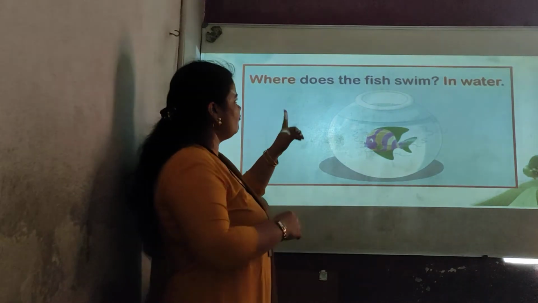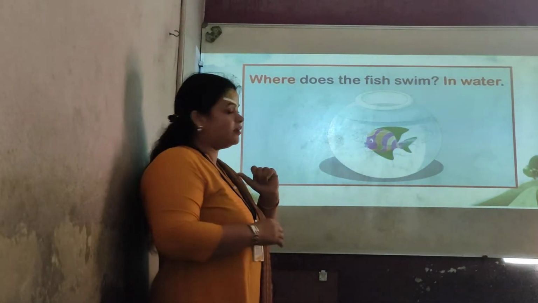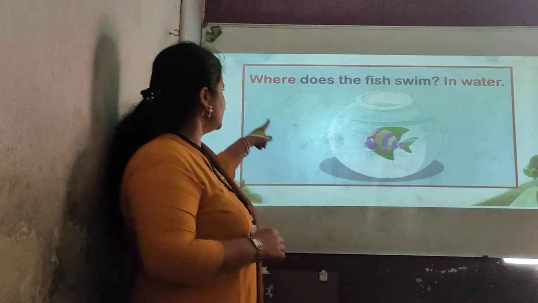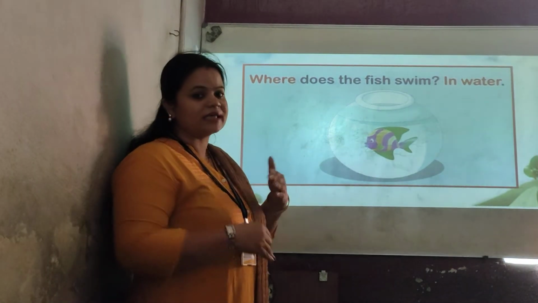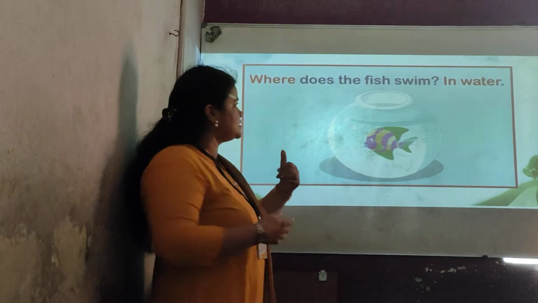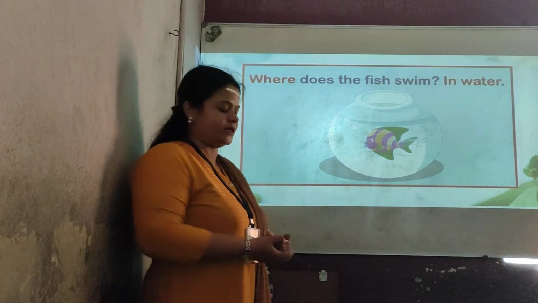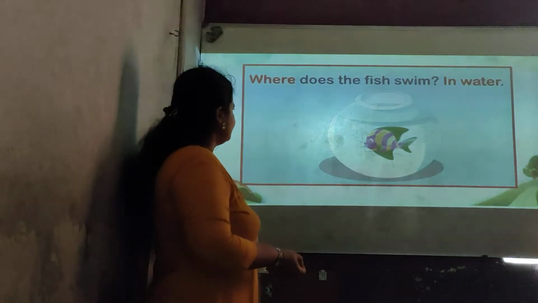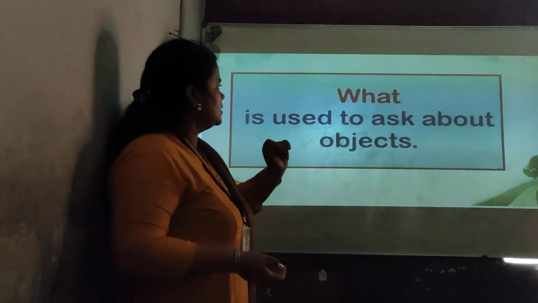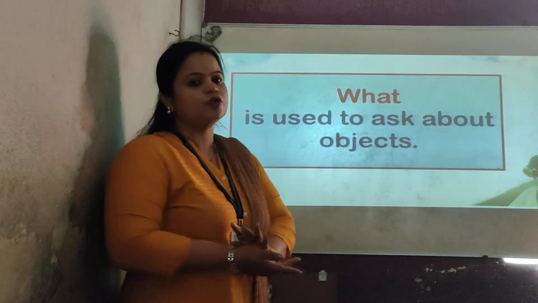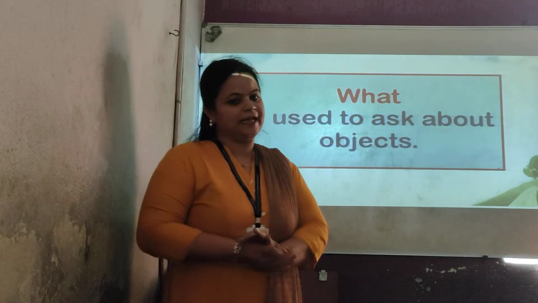Where does the fish swim? Can you see here? Where does the fish swim? In water. So the word where is used to ask about place. The fish swim in the water. Let's see the next one. Now here again the word what. It's a special word, given to frame a question sentence.